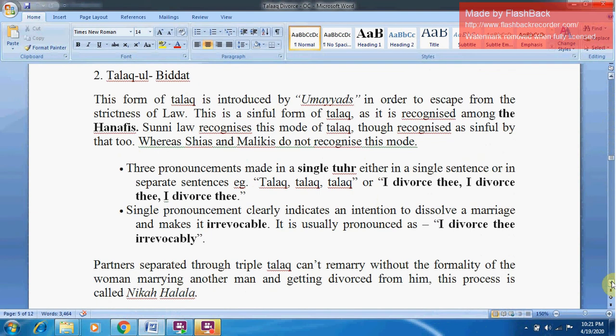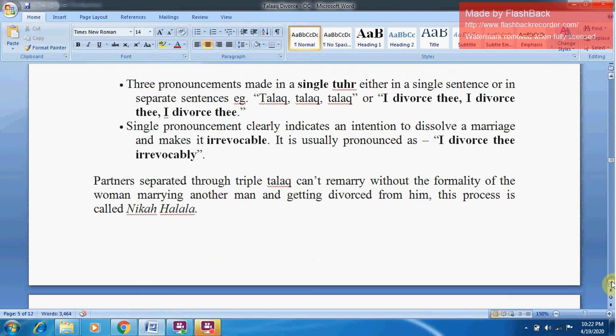Then the second one, which is under talaq, is called talaqul biddat. This form of talaq was introduced by the Ummayads in order to escape from the strictness of the law. This is a sinful form of talaq and it is recognized among the Hanafis. Sunni law recognizes this mode of talaq, though regarded as sinful, whereas Shia and Maliki don't recognize this mode.